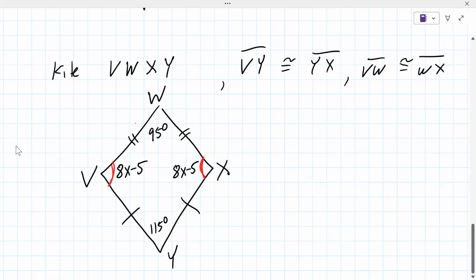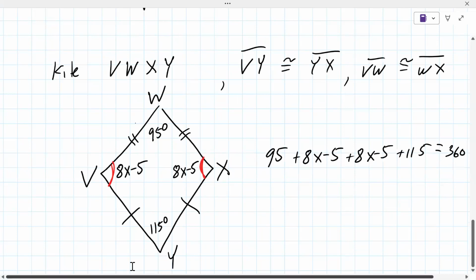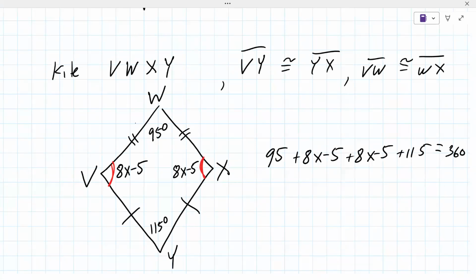Now, what do all four angles add up to? 360. Okay, so let's have you try solving that. 95 plus 8x minus 5 plus 8x minus 5 plus 115 equals 360. Okay. Could you solve that for us, please, for x? Yeah.